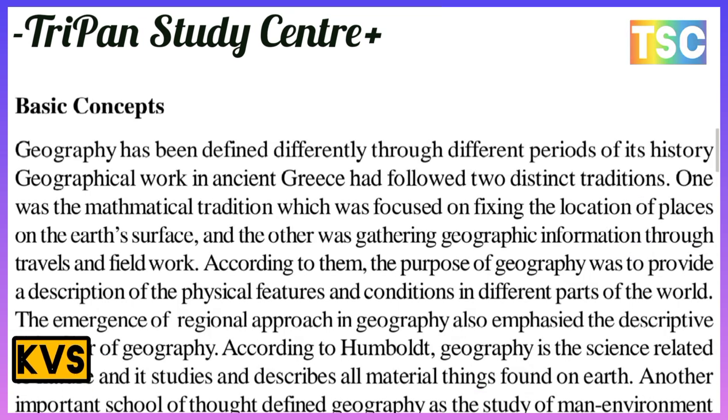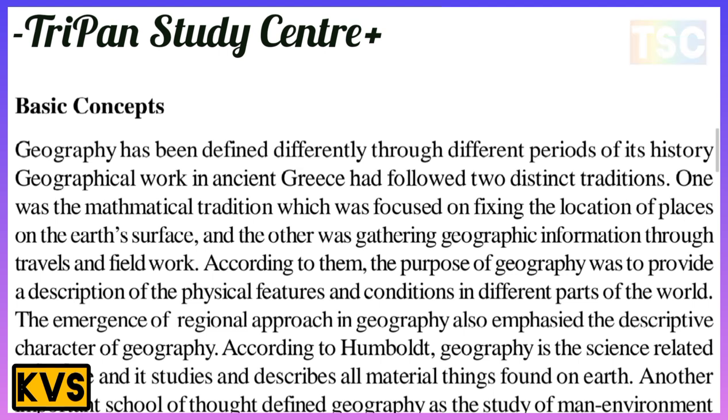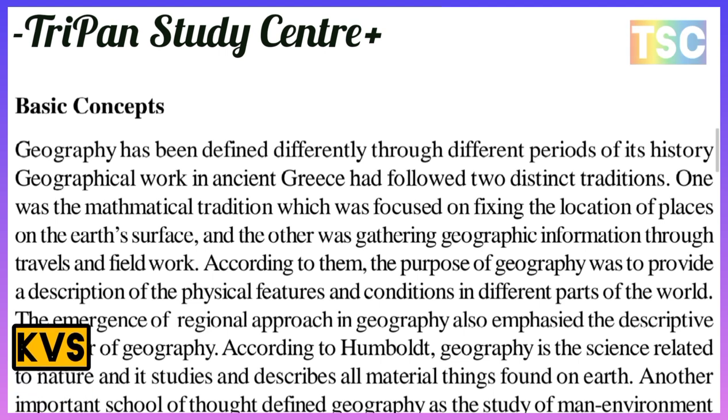Basic concept: geography has been defined differently through the different periods of its history. Geographical work in ancient Greece followed two distinct traditions. One was the mathematical tradition, which focused on fixing the location of places on the earth's surface, and the other was gathering geographical information through travel and field work. That is the most important. According to them, the purpose of geography was to provide a description of the physical features and conditions in different parts of the world.